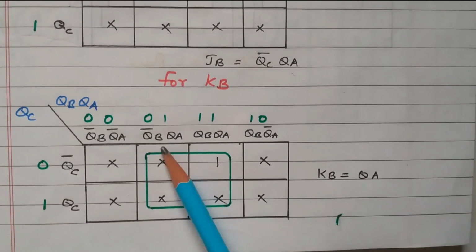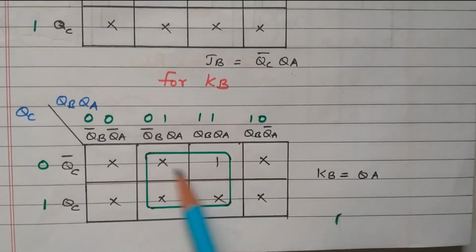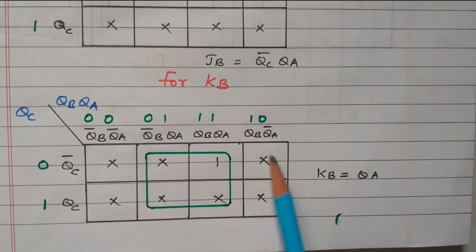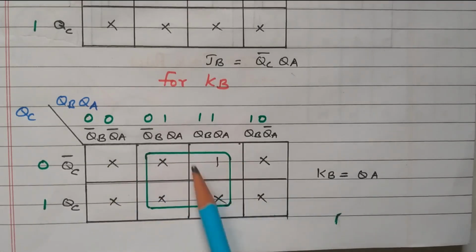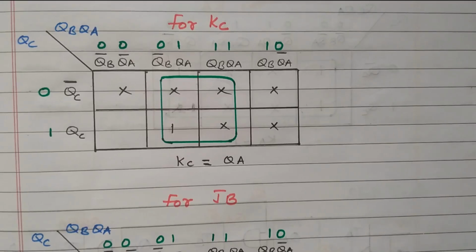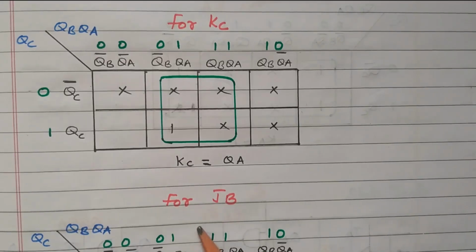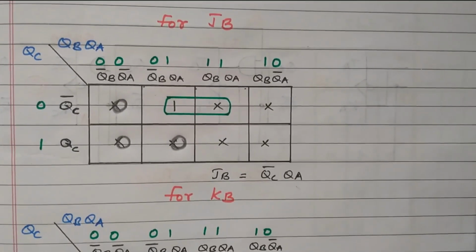Then we'll go for KB. For KB, there also this is the only one, the others are cross marks. So these 4 are combined together. Here also we can combine all 8, but here only these 4 are combined. So what did we get? QA. These 2 are cancelled, QB bar cancels, only QA is available. KB equals QA, right. Now we'll see the JA and KA. So a small correction in JB: JB does not have all 8 cells available.